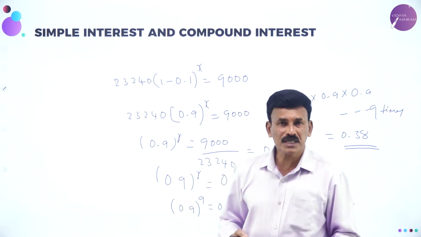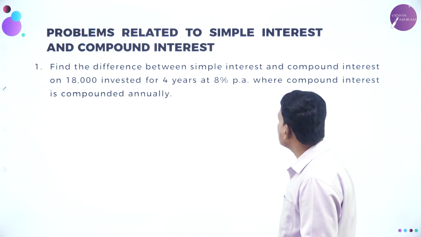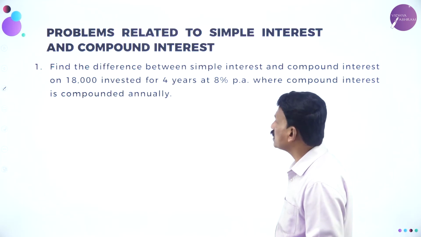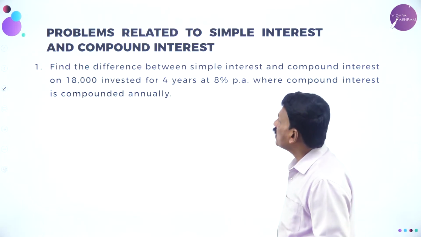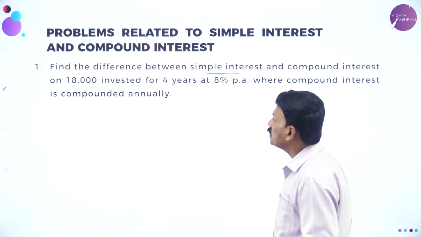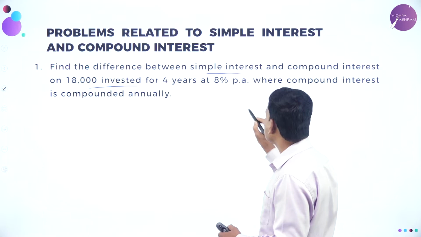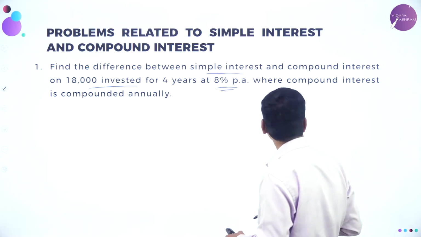Now let's move on to the next problem. This is a very important type of problem. Find the difference between the simple interest and compound interest. You may expect this type of question for 3 or 5 marks. Find the difference between the simple interest and the compound interest on 18,000 invested for 4 years at the rate of 8% per annum, where the compound interest is compounded annually.